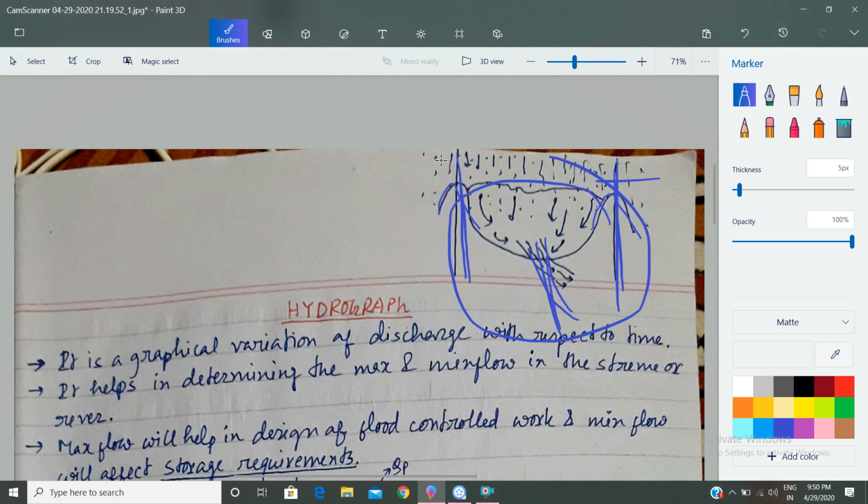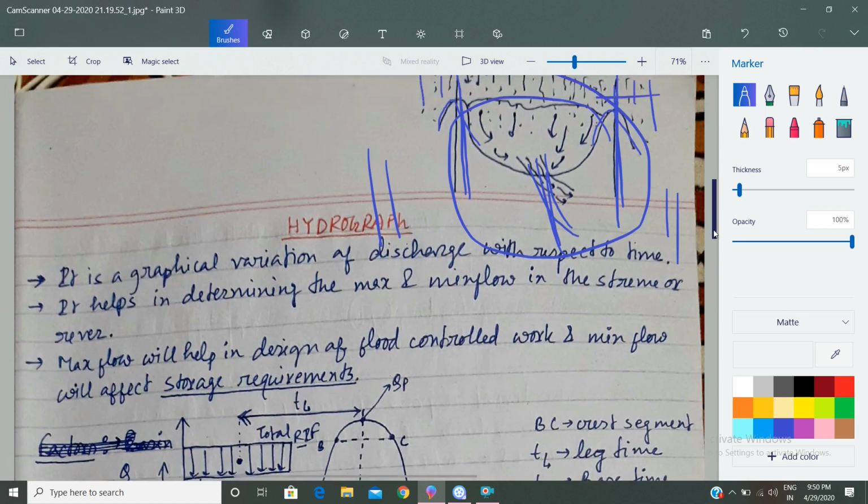The precipitation is also happening here, but this is not contributing to this stream. This part is of another catchment, and this will contribute to another stream. And this part will contribute to another stream, but here inside this catchment the rainfall will contribute to this stream only. And what is hydrograph?